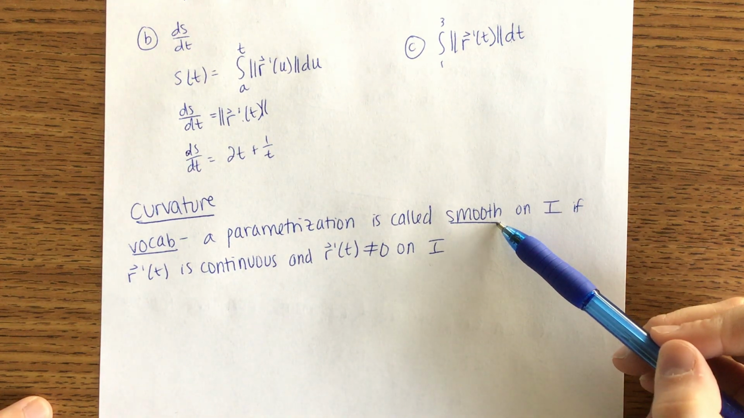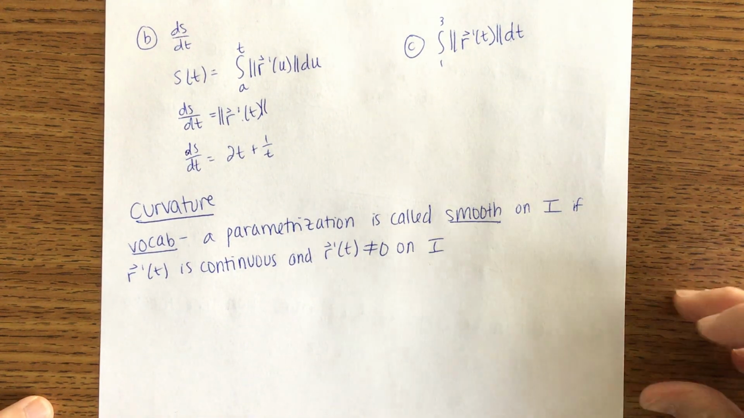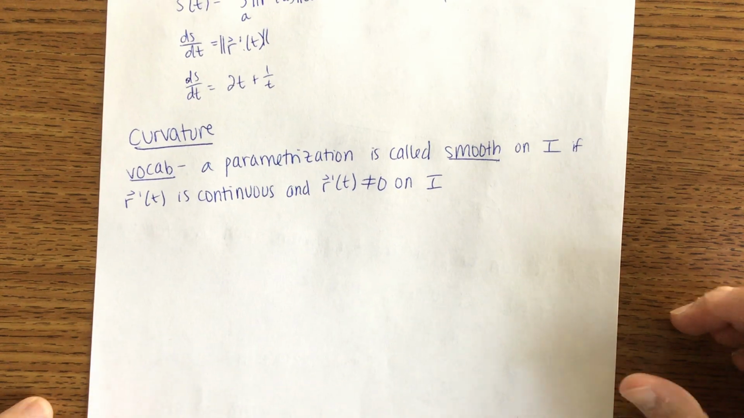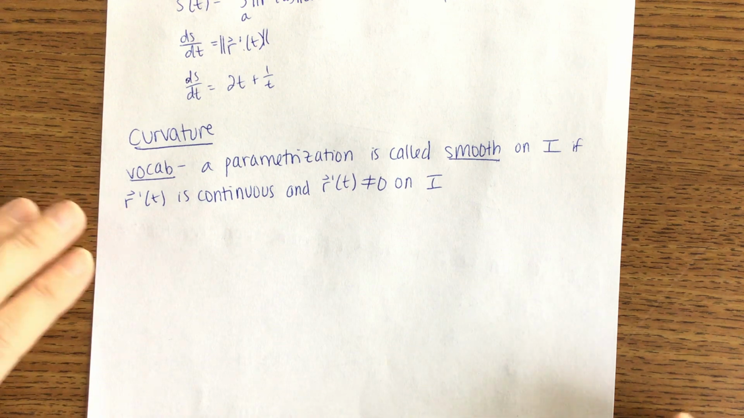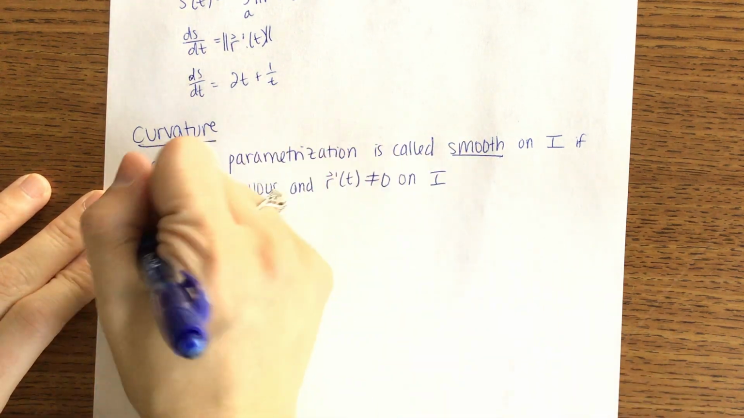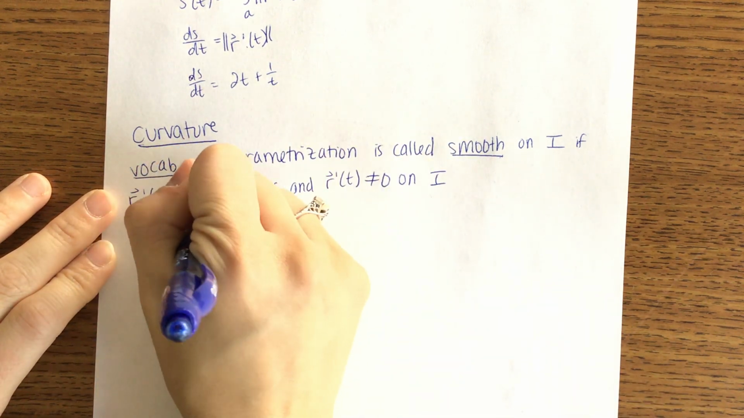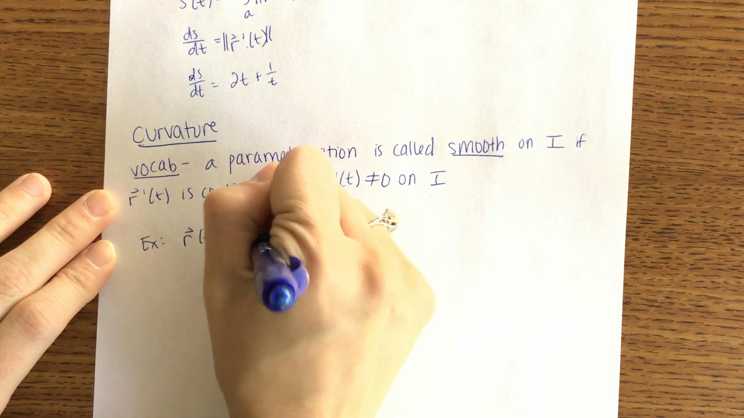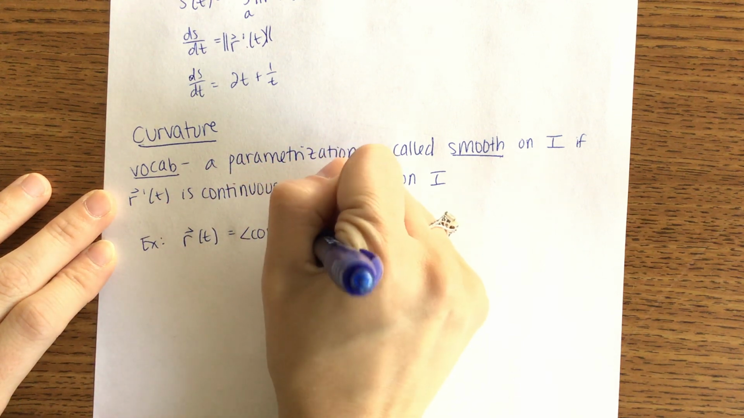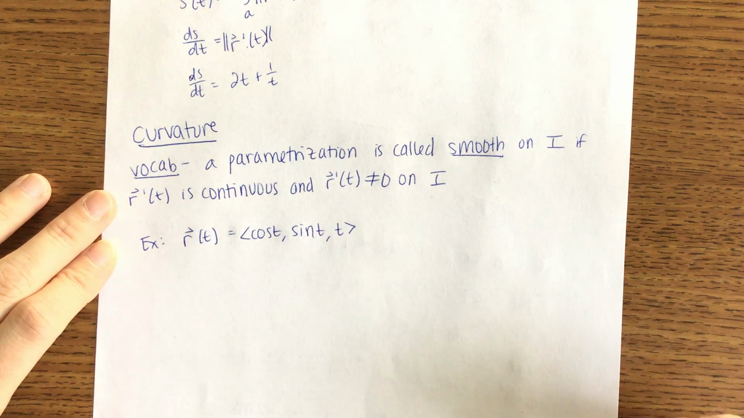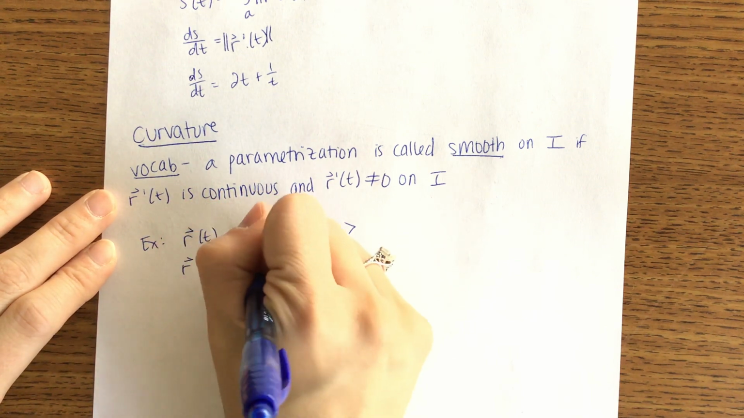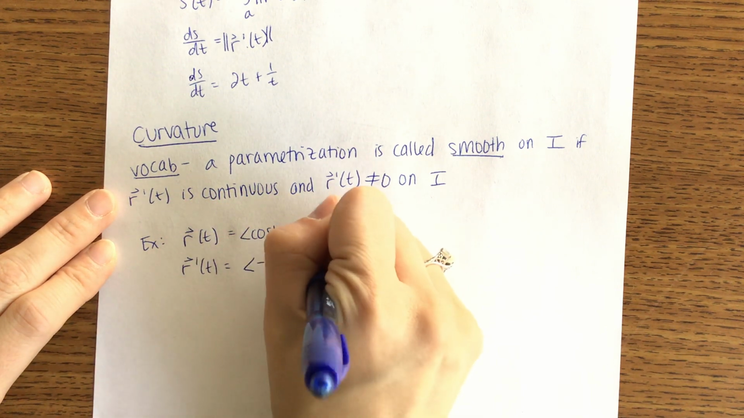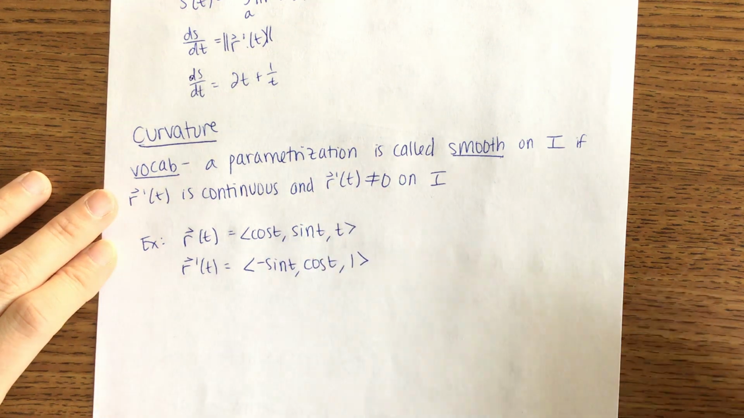This is something that we're going to use a lot in the last chapter of Calc 3. If a curve is smooth, there's some shortcuts for what we're going to do in the last section. So for example, if we have r of t is cosine of t, comma sine of t, comma t, our r prime of t then is going to be negative sine of t, cosine of t, comma 1.